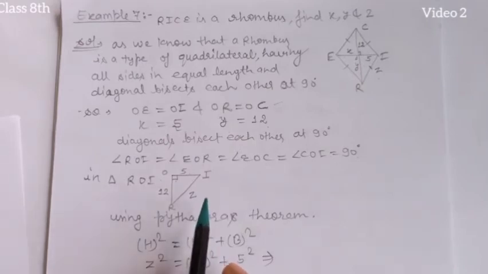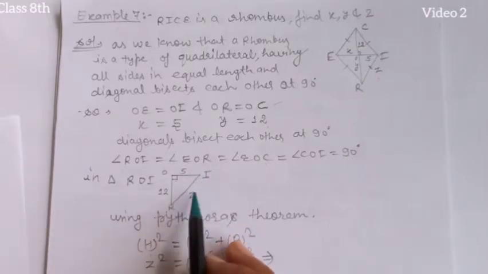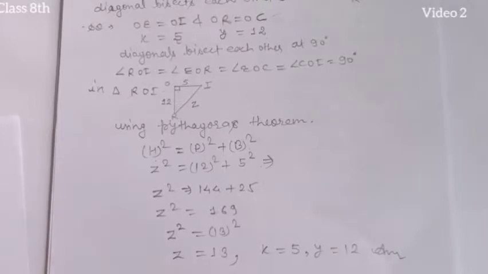As per the Pythagoras theorem, the square of the hypotenuse is equal to the square of the perpendicular plus the square of the base. Just replace the values here. Which is the longest side? It is RI, that is z. So z squared equals 12 squared plus 5 squared. The square of 12 is 144, and the square of 5 is 25. Then z squared equals 144 plus 25.